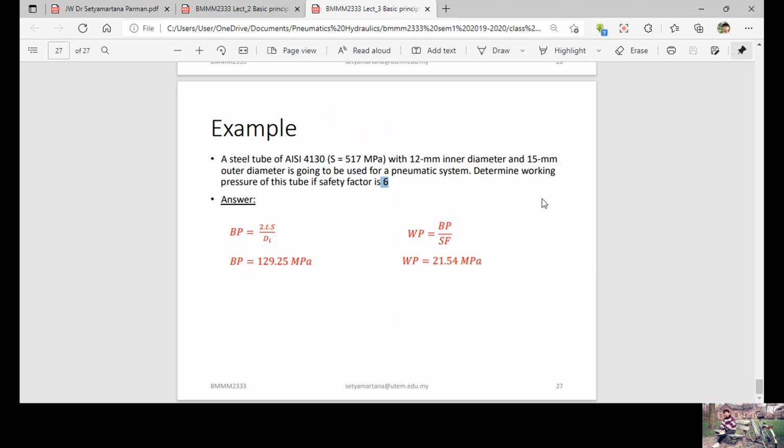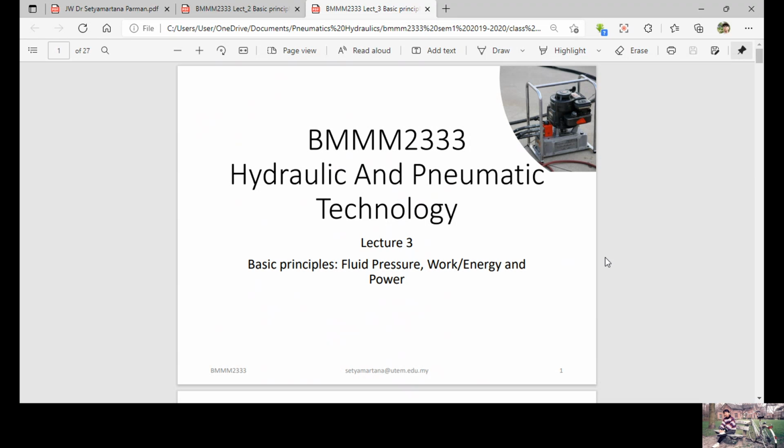Okay, so that is our lecture, repeating the basic principles of fluid by accompanying the example of a simple hydraulic system.